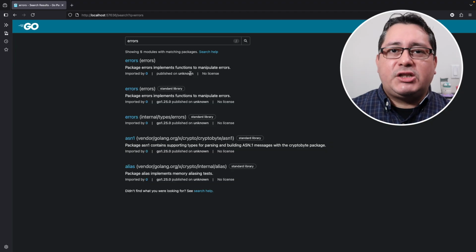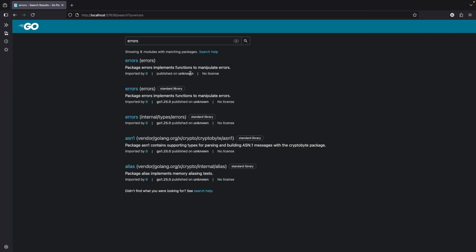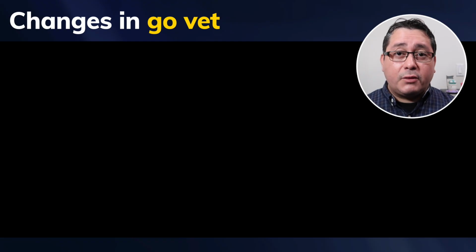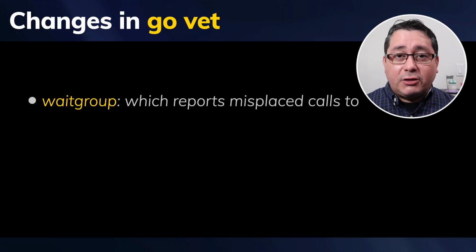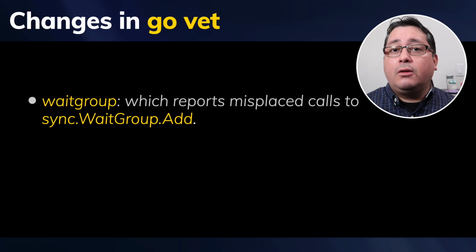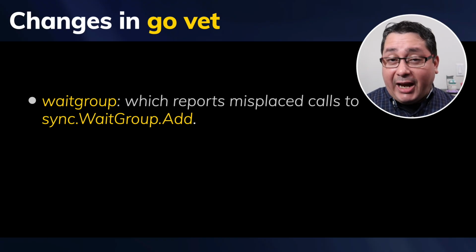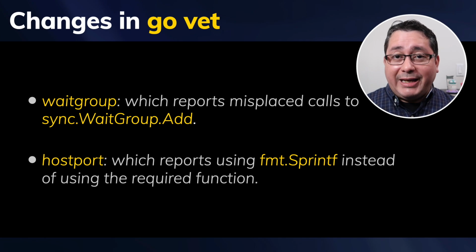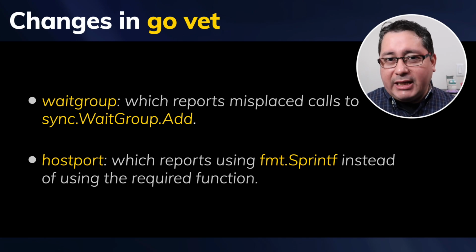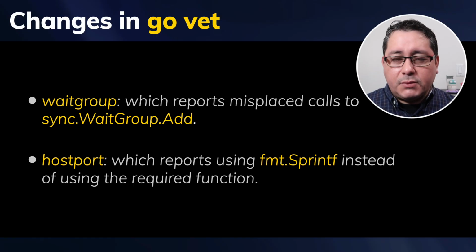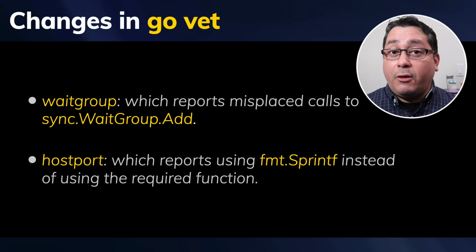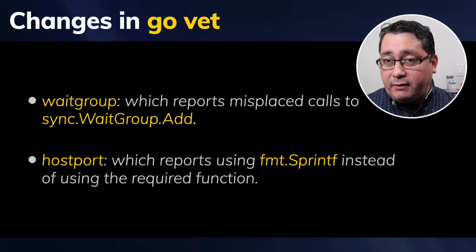Let me show you what changed in the vet command. The second one is go vet. It adds two new checks, one for wait groups. It checks that you're not adding to a wait group inside the goroutine that you're instantiating. And the second one is making sure that the addresses that you're going to be using for net.Dial are not concatenated via Sprintf, but rather use an explicit function that you have to use. Let me show you first the Go wait groups and how this works now in Go 1.25.